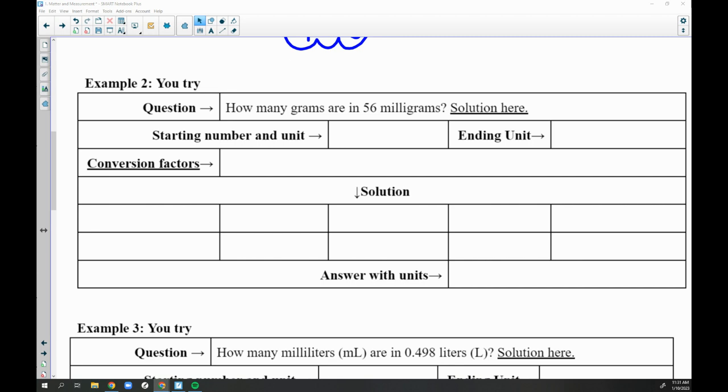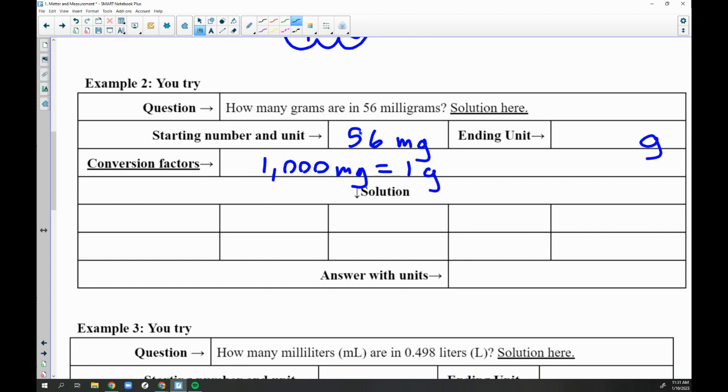Okay, if I can get everyone looking up here again, we're back to go over the example 2 you try. Let me walk you guys through this. So step 1 is to read through the question carefully and identify the starting unit. What is my starting number and unit for this one? What have you been given? 56 milligrams. The abbreviation for that is mg, if you look on page 44. And we are trying to figure out how many grams that is. So that is our ending unit. The relationship between these two is 1,000 milligrams equals 1 gram. And I got that again from page 44. Not something you have to memorize.